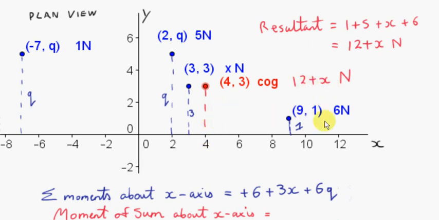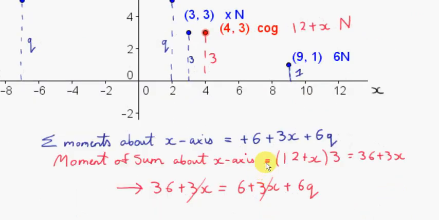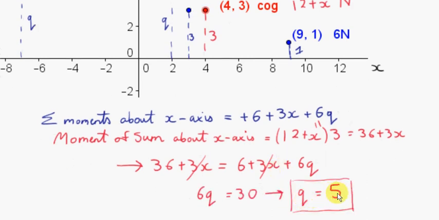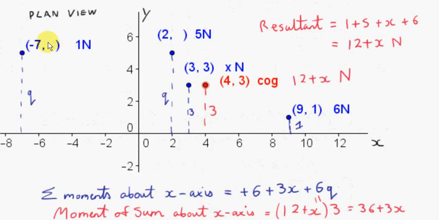So we take the magnitude of the force, which is 12 plus x, and multiply it by this distance here, which is 3. So we get 36 plus 3x. We set these equal to each other by the principle of moments, and we can solve. The x's cancel out on both sides, so we find that q is equal to 5. We can go back up here now and write in 5 for q.